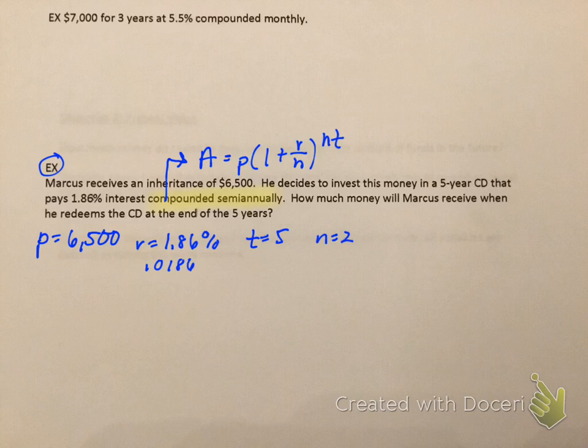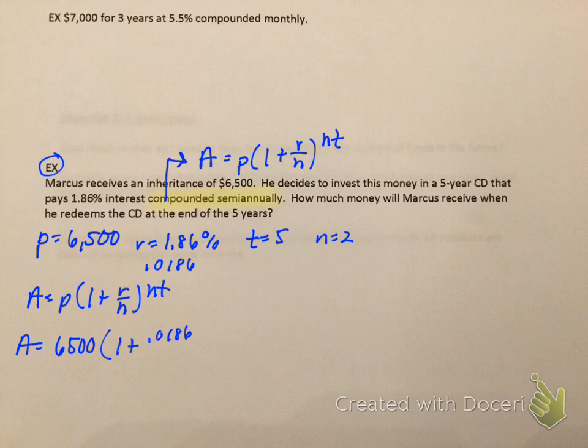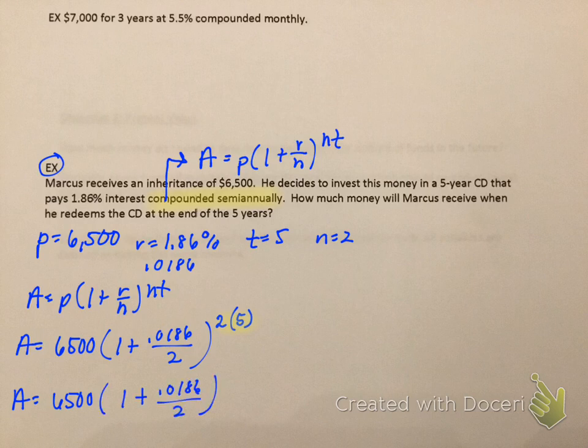So let's go ahead and plug that in. So A equals P times 1 plus R over N raised to NT. Amount equals 6,500 times 1 plus rate 0.0186 over N, which is 2, raised to N, which is 2, times time, which is 5. So once again, let's go ahead and take care of that exponent. If I multiply 2 times 5, I get 10. And now it's time to do the problem.